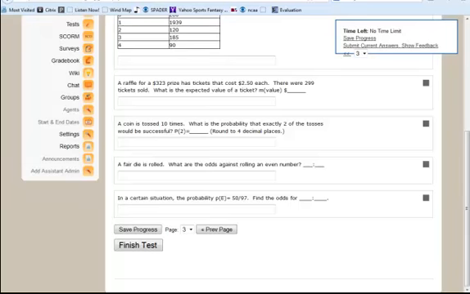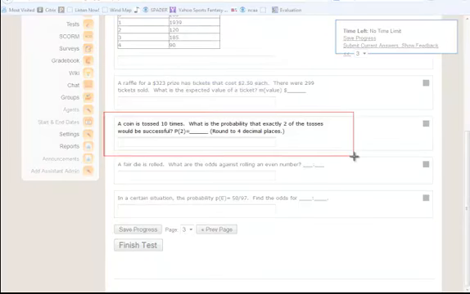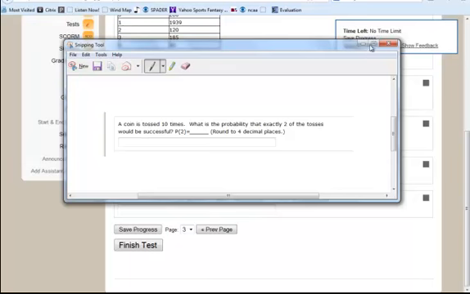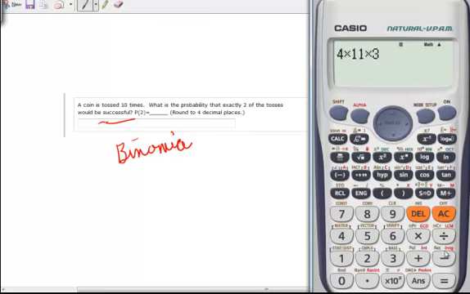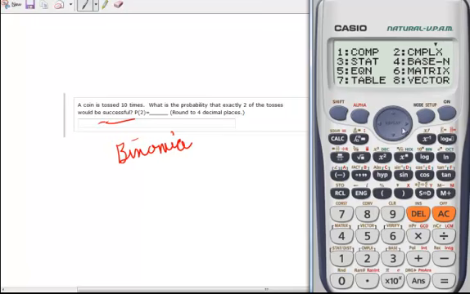A coin is tossed 10 times. What is the probability that exactly 2 of the tosses would be successful? Remember that if you're dealing with success and failure, you're dealing with a binomial, because there are 2 ways that you can do the problem. Binomial distribution. So on your calculator, you're going to go to mode, arrow down, because you want a distribution, and the distribution we want is binomial, but not point. No, it does say point because it says exactly.